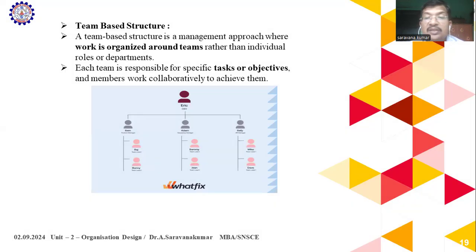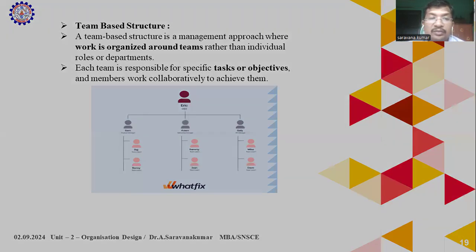Team-based structure. So everyone knows a team is nothing but coordination and cooperation. A team-based structure is a management approach where work is organized around teams, so the team can perform their work, right? Rather than individual roles or departments, each team is responsible for specific tasks or objectives, and members work collaboratively to achieve them. You can see the picture and clearly understand the team-based structure.